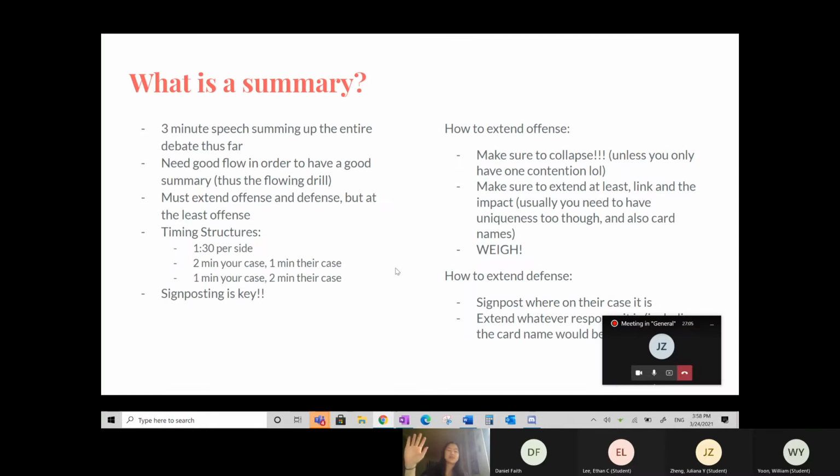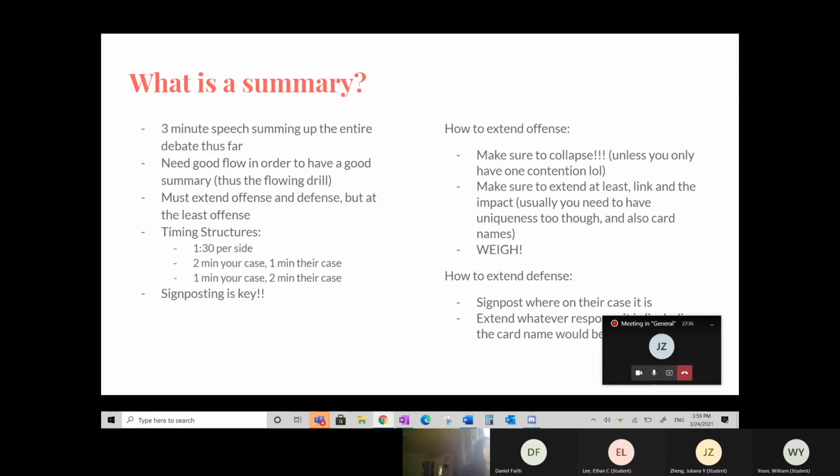All right, so what is a summary? Today we're talking about summary speeches. A summary is 3 minutes long, and it's a speech summing up basically the entire debate thus far. So you already have 2 constructives, a crossfire, 2 rebuttals, and another crossfire. Each constructive is 4 minutes, that's 8 minutes plus the 3-minute crossfire, so 11 minutes, plus the same for the rebuttals and the crossfire. That's 22 minutes that you have to sum up in a 3-minute speech, right?